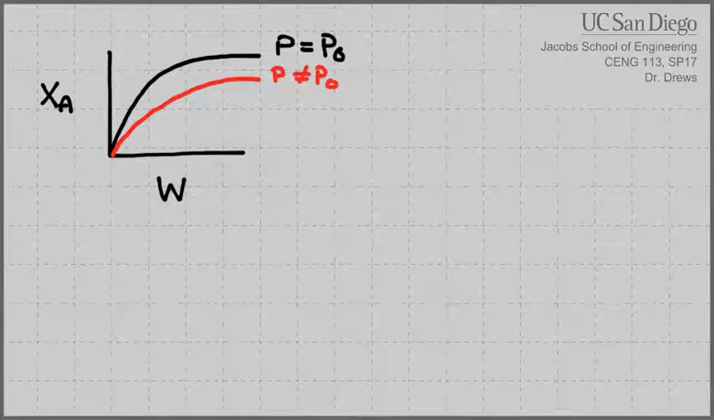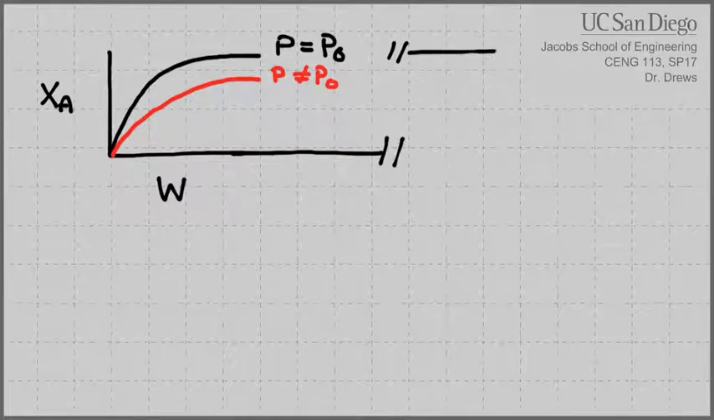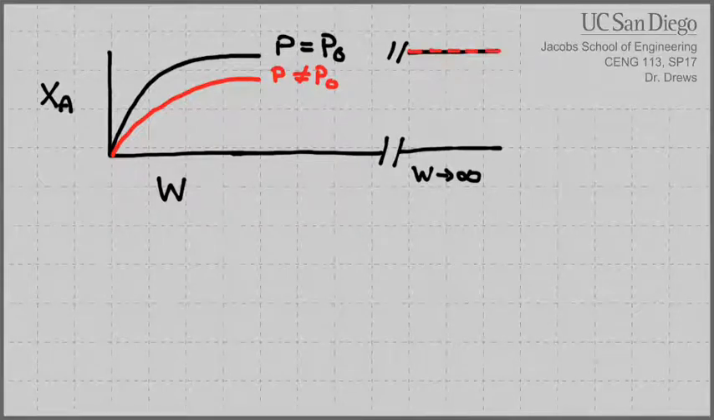If you let these things run for long enough, if you make the reactor big enough, there will no longer be any effect. So I will try to sketch that in here. Let this W go way out and take a little gap here. Eventually you'll hit a steady state conversion. If you come way out here and you let W approach infinity, then your red line is right on top of your black line.